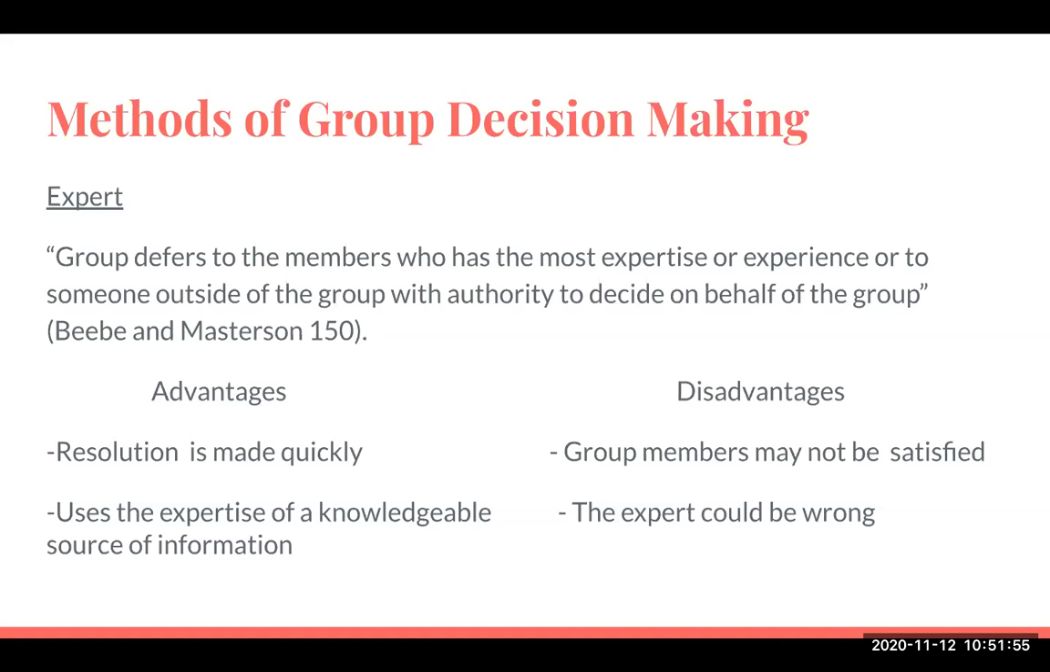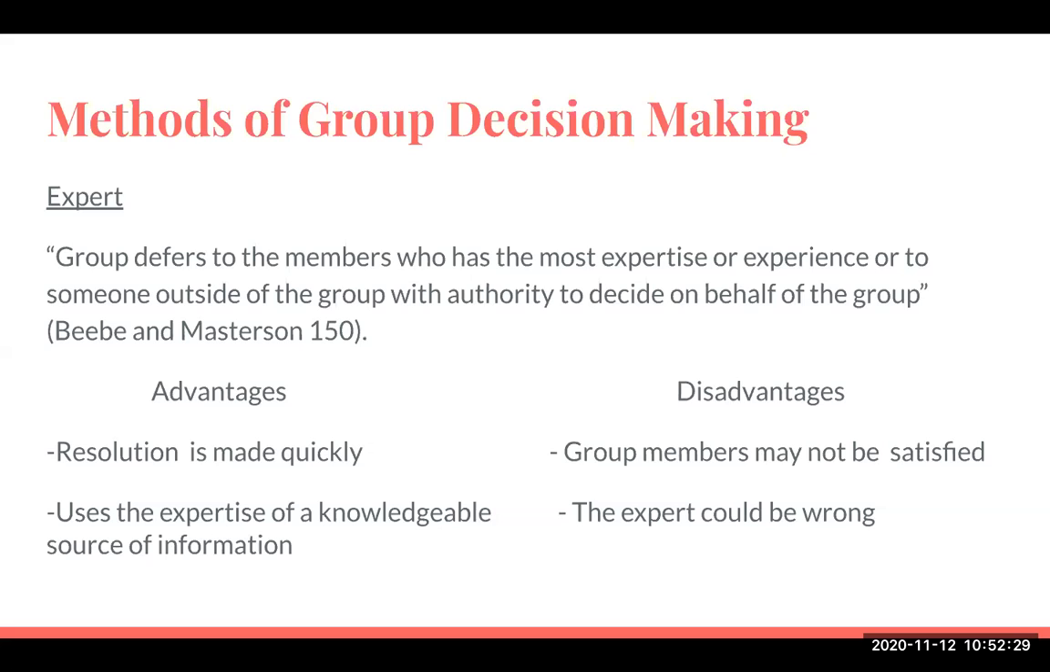So I want to talk about the 5 main methods of group decision making. And the first one is expert decision making. This is where a group defers to the members who have the most expertise or experience, or they go to someone outside the group with authority to decide on behalf of the group. So that can be either coming to me, the professor, to make a final decision, or in a corporate business setting, maybe you're hiring an outside consultant to help you make decisions on how to make your company grow or to keep it from falling underwater.